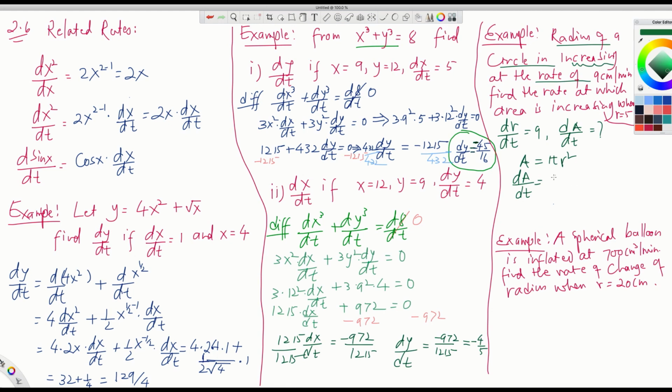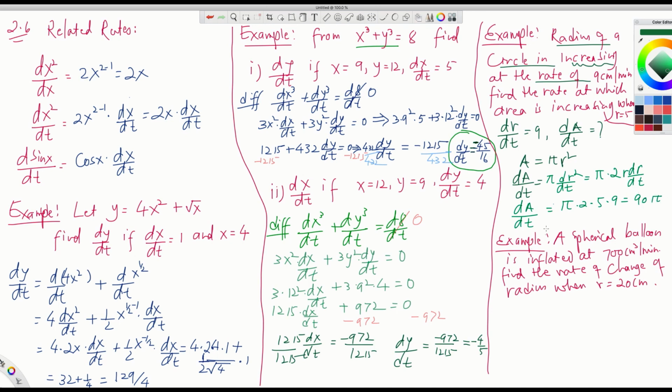So dA over dt equals pi times d(r squared) over dt, which is the same as pi times 2r. The derivative of r squared is 2r, but they don't match, so you need dr over dt as well. Now therefore dA over dt equals pi is there, 2 is there. What is r? r is 5. And then dr over dt is 9, right? What do you get? 9 times 5 is 45, times 2 is 90 pi. 90 pi. That is the answer.